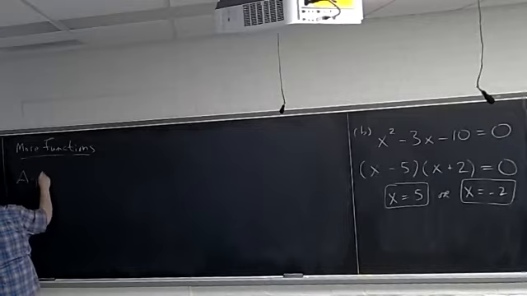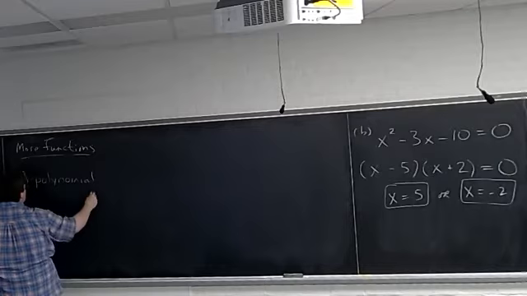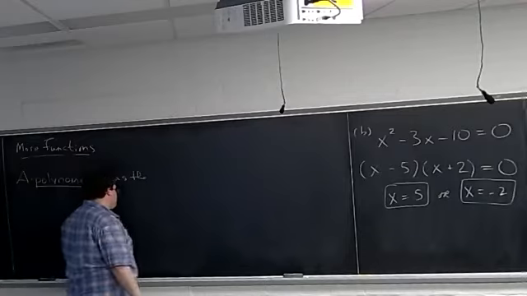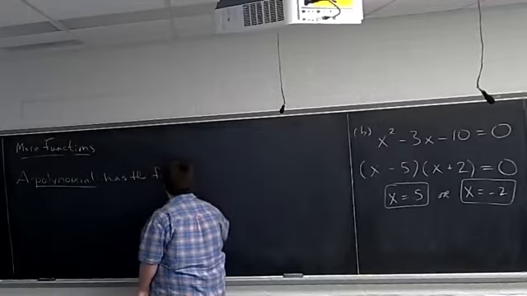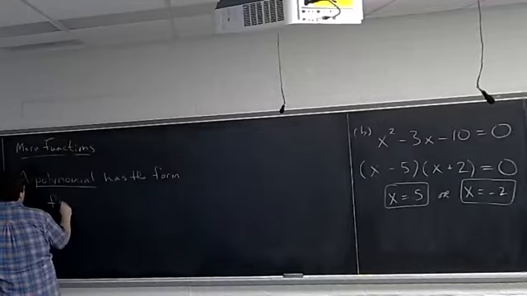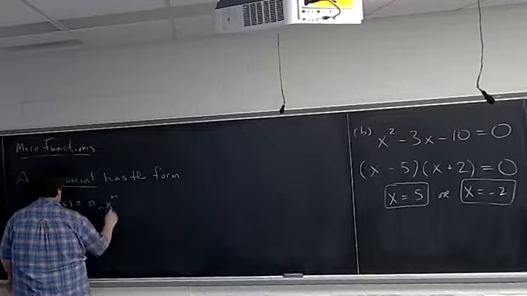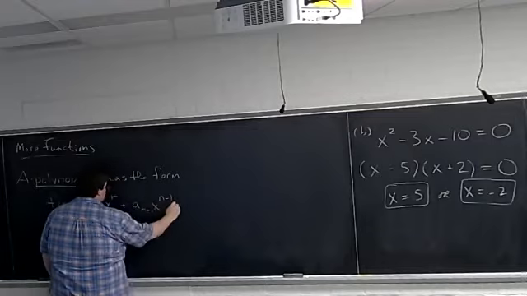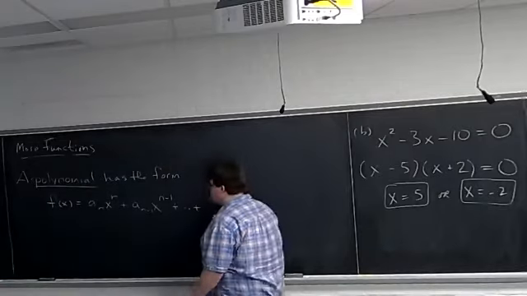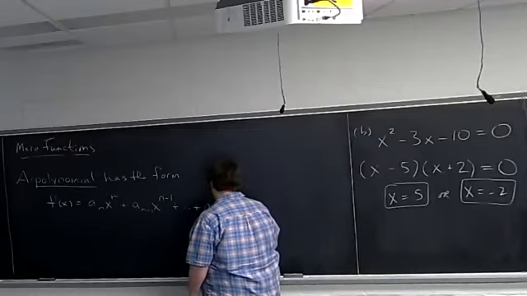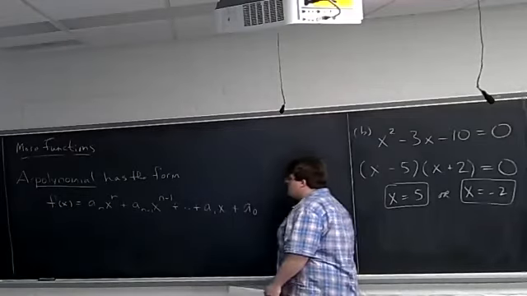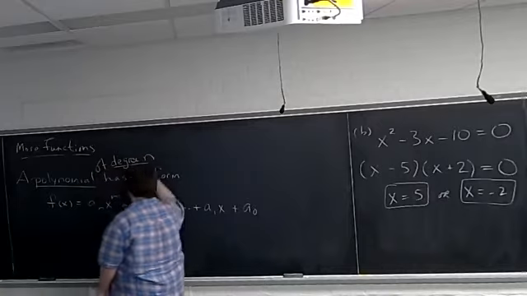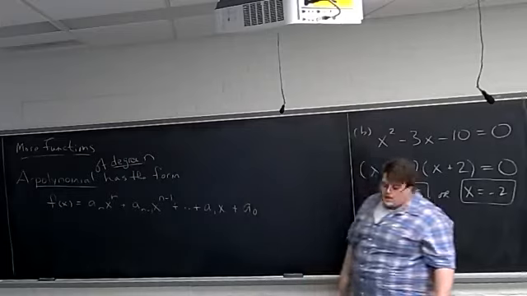A polynomial has the form, I could say a polynomial is a function which has the form, I'll be a little informal. A polynomial has the form f of x equals number times x to the n plus another number x to the n minus 1 all the way down to potentially a constant. So notice here, maybe I should say a polynomial of degree n has this form. Polynomial of degree n has the form.